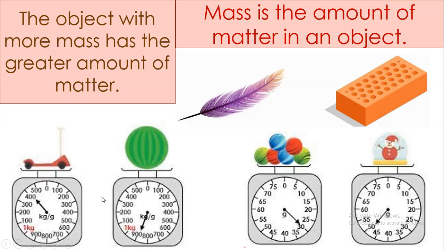Now look at this example. Here we have a watermelon and we have this toy. This watermelon is 900 grams. This toy is 1 kilo and 400 grams. That's 1,400 grams. So which one is heavier? Which one has the greater mass? The toy here. This toy has more mass because it has greater amount of matter.